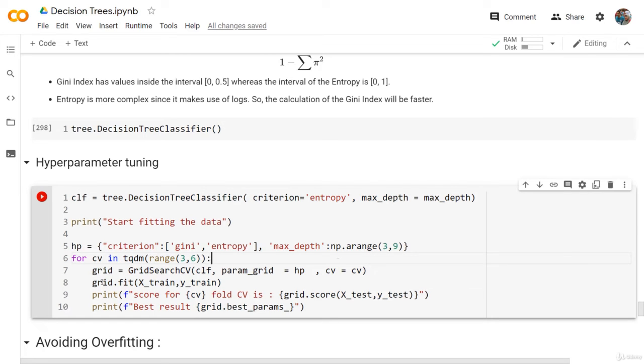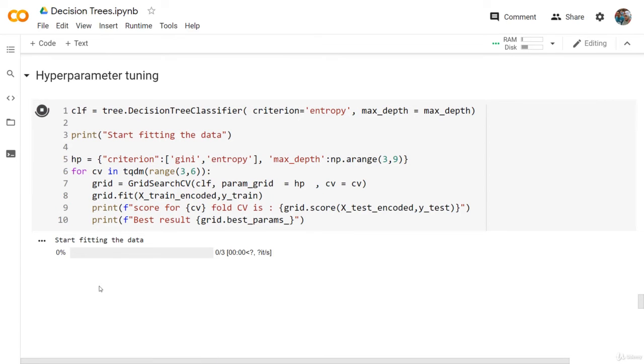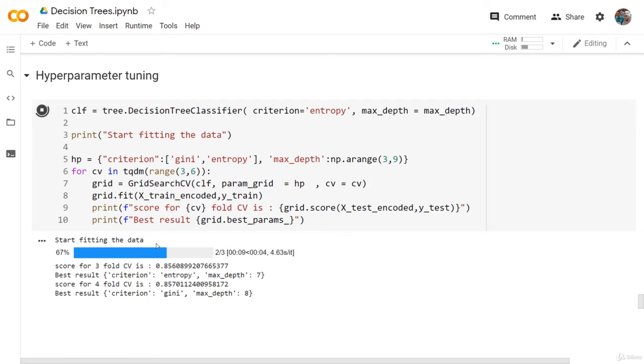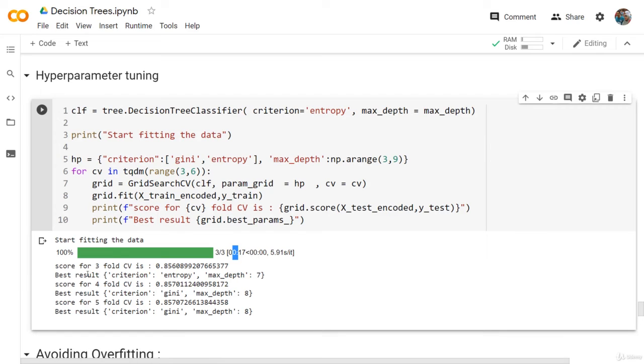Why do we have a loop here? If we run this, you will see a progress bar, and it's saying it started fitting the data. Now it was 1, now it's 2, and this is the time elapsed and the time left. The score for 3-fold CV is 0.95, and this is the best result, and here 4-fold CV and here 5-fold CV. So I am using the grid search with this hyperparameter grid, and I am also specifying how many folds I want to use.